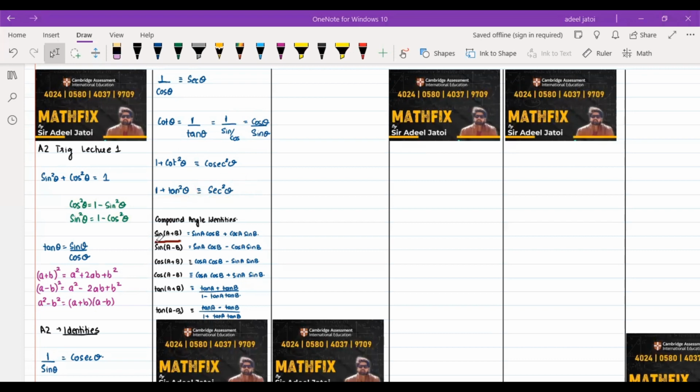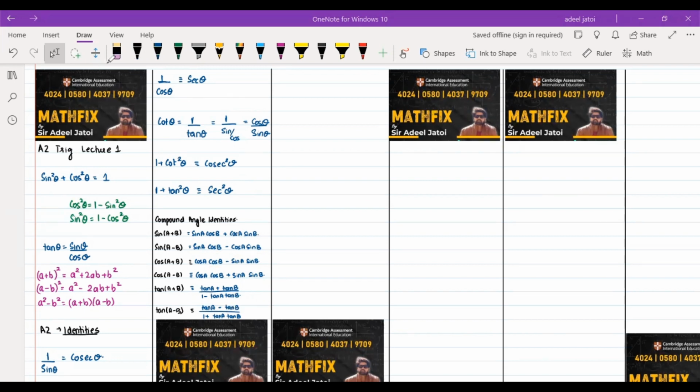We know that sine A plus B is sine A cos B plus cos A sine B. Sine A minus B is sine A cos B minus cos A sine B. Cos A plus B will be cos A cos B minus sine A sine B. Cos A minus B will be cos A cos B plus sine A sine B. Tan A plus B will be tan A plus tan B upon 1 minus tan A tan B. Tan A minus B will be tan A minus tan B upon 1 plus tan A tan B.